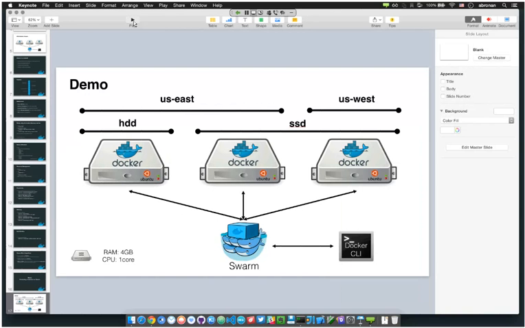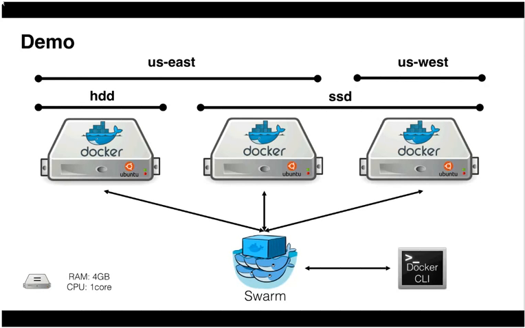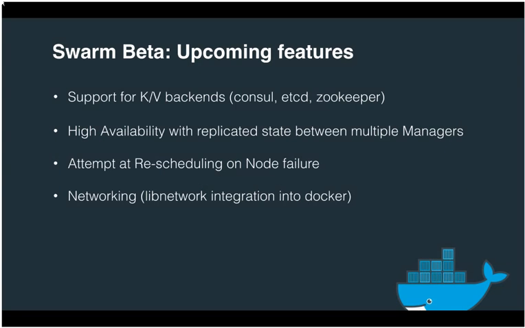So I'm going to stop for the demo part, and I'm going to quickly talk about upcoming features. We plan to support KV backends for the storage part. Right now, the Swarm Manager is storing the state of the entire cluster locally in a file, but we want this to be handled by a proper storage backend. The reason for this is to achieve high availability and to replicate state between multiple managers. I'm going to show an example of why this is needed.